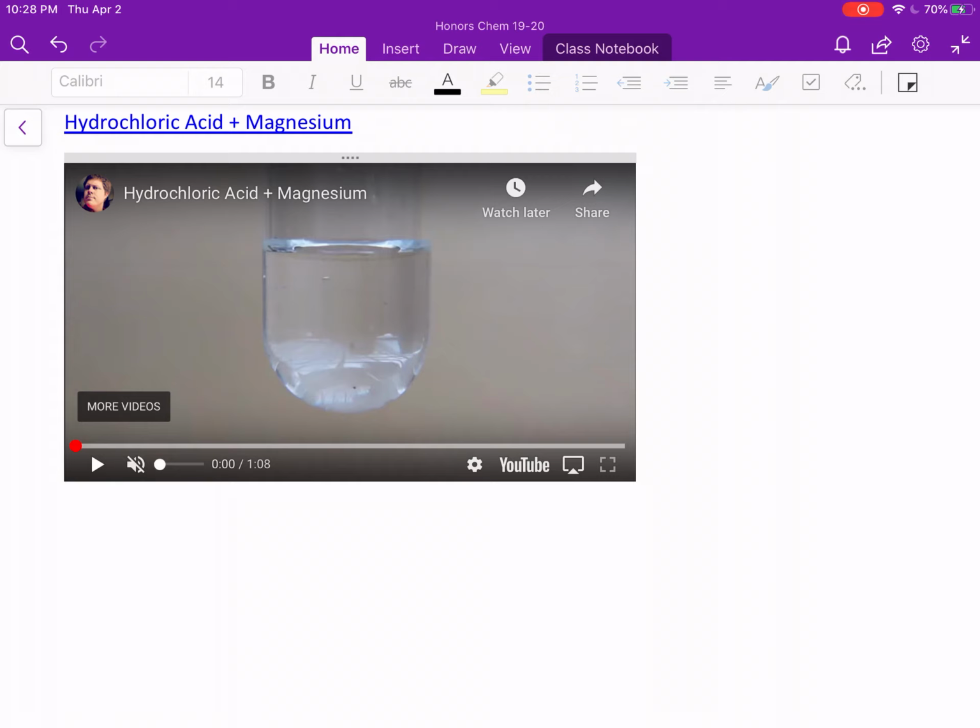So today what we're going to do is put into action what you guys read about yesterday in the textbook. And so we're going to take a look at some examples and how we can do that.